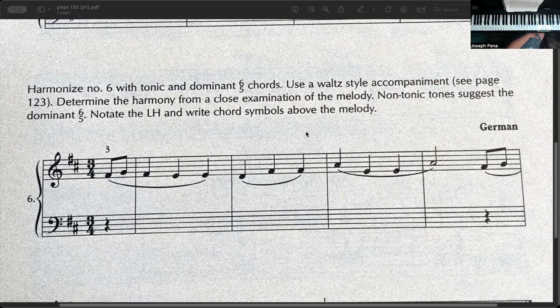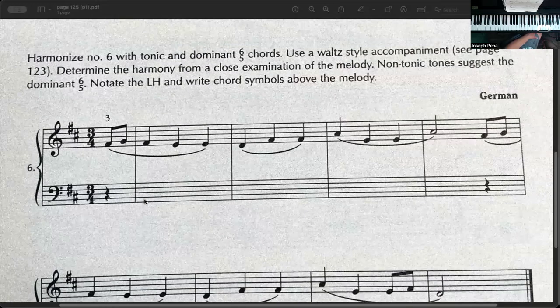Now it says here to determine the harmony from a close examination of the melody, non-tonic tones suggest the dominant 6/5. Non-tonic meaning because we're in the key of D major, which is D, F sharp, and A, if there are notes that are not these 3, it might be the dominant 6/5. What is the dominant 6/5 of D major? Of course, it's going to be A7, which includes A, C sharp, E, and G. Abbreviated is just the C sharp, G, and A there.